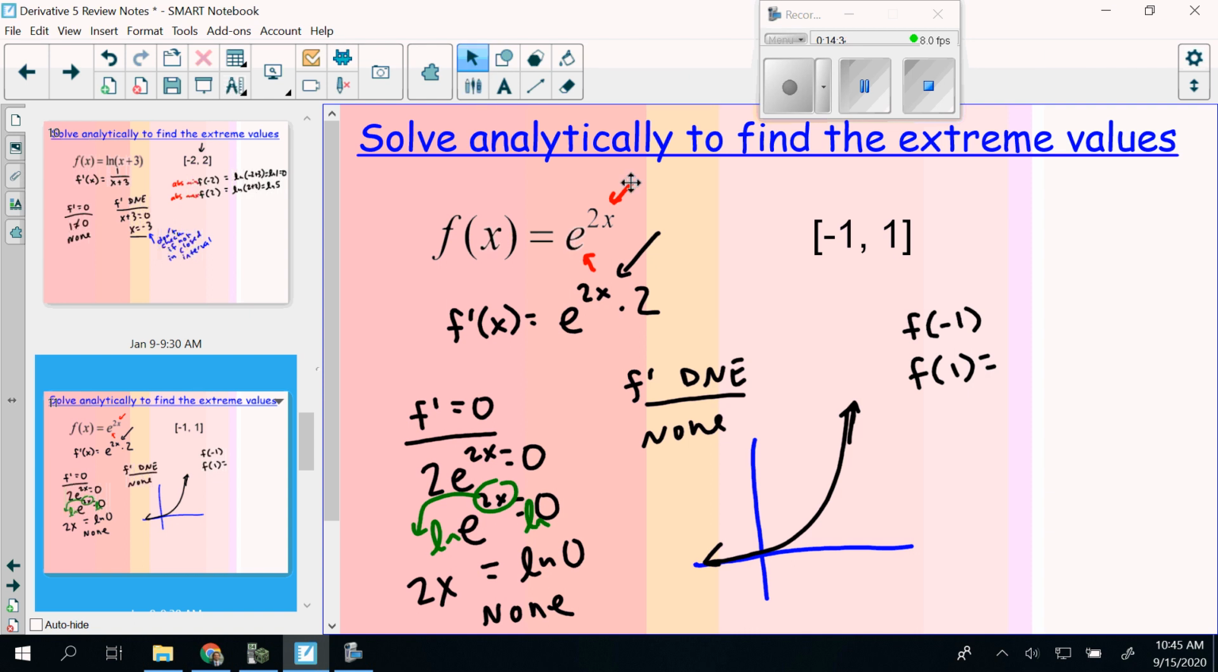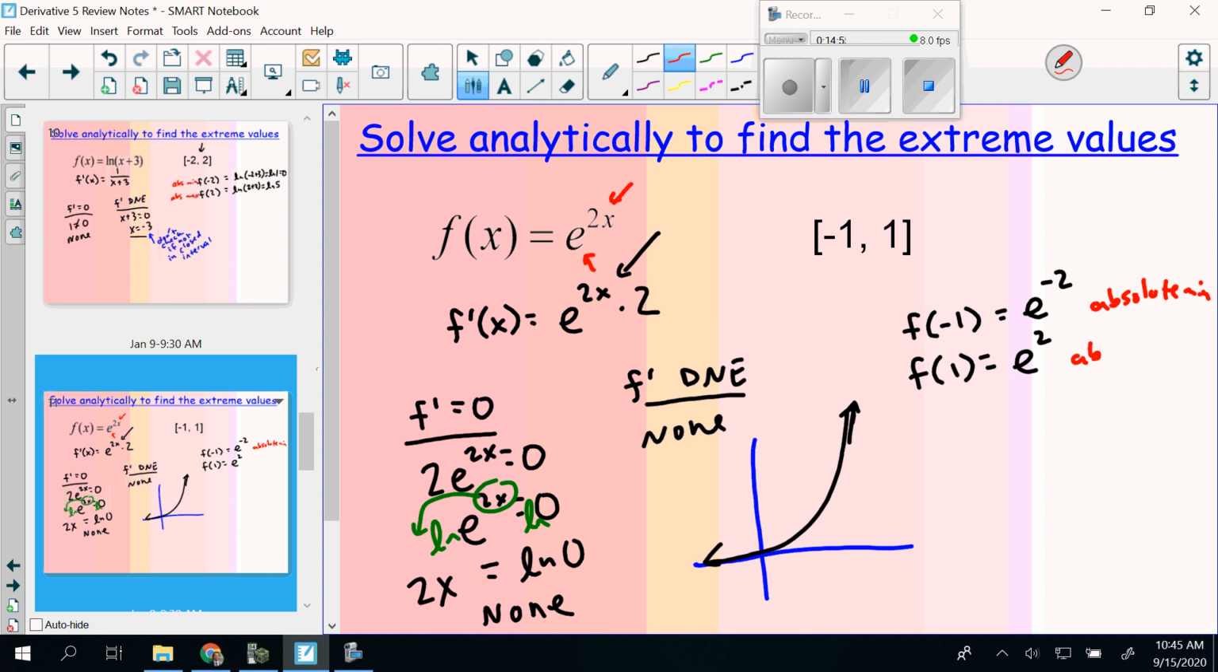So then you're, again, just plugging in the values to find this. If you put in 1, you're going to get e squared, whatever that comes out to be. If you put in negative 1, you're going to get e to the negative 2, which is going to be a small number. And so this would be our absolute min, and this would be our absolute max. Whatever it is here at 1 is going to be lower than it is at -1.